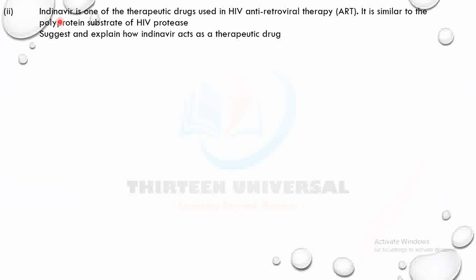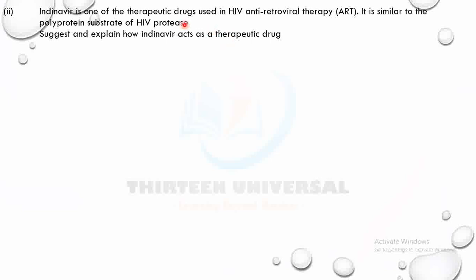Now see this. Indinavir is one of the therapeutic drugs used in HIV antiretroviral therapy. It is similar to the polyprotein, which is the substrate of HIV protease. Suggest and explain how Indinavir acts as a therapeutic drug. Now guys, try this question. How does it work, guys? Remember that most drugs act as inhibitors. Some of them are competitive, some are non-competitive.